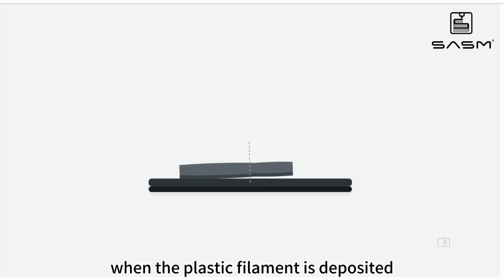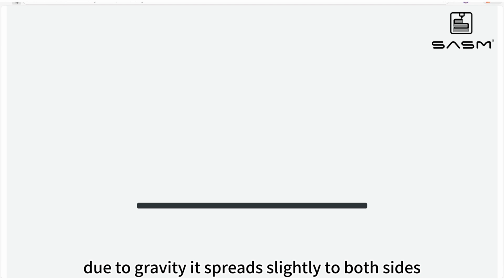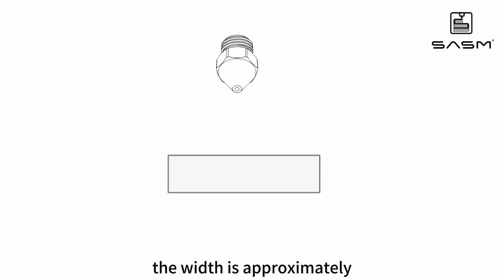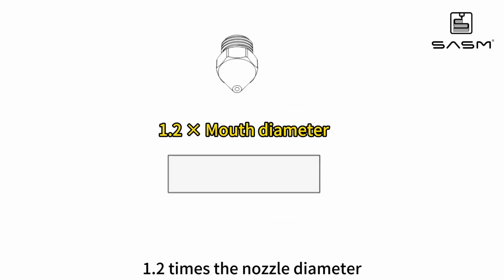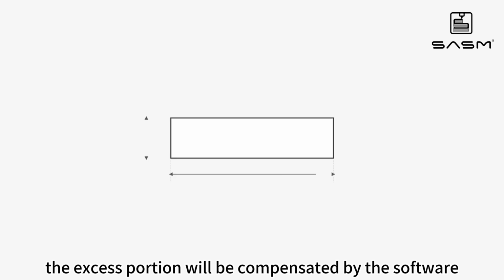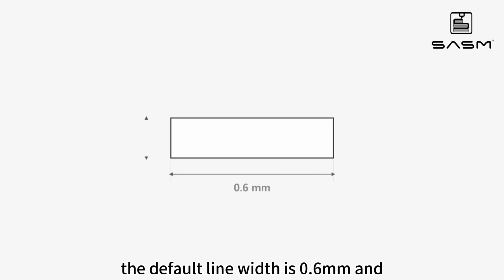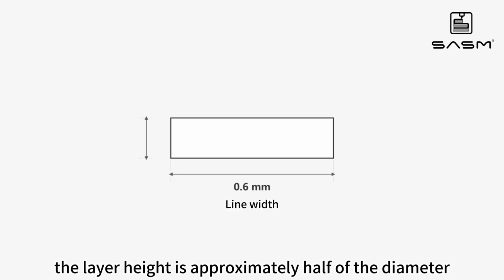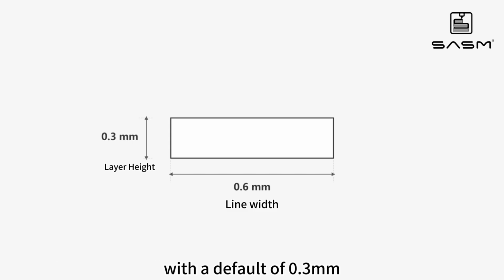Layer height and layer thickness. When the plastic filament is deposited onto the heated bed, due to gravity it spreads slightly to both sides, and in the side view it forms a rectangular shape. The width is approximately 1.2 times the nozzle diameter, but for convenient calculation we treat it as 1:1. The excess portion will be compensated by the software. The default line width is 0.6 mm, and the layer thickness, that is, the layer height, is approximately half of the diameter, with a default of 0.3 mm.